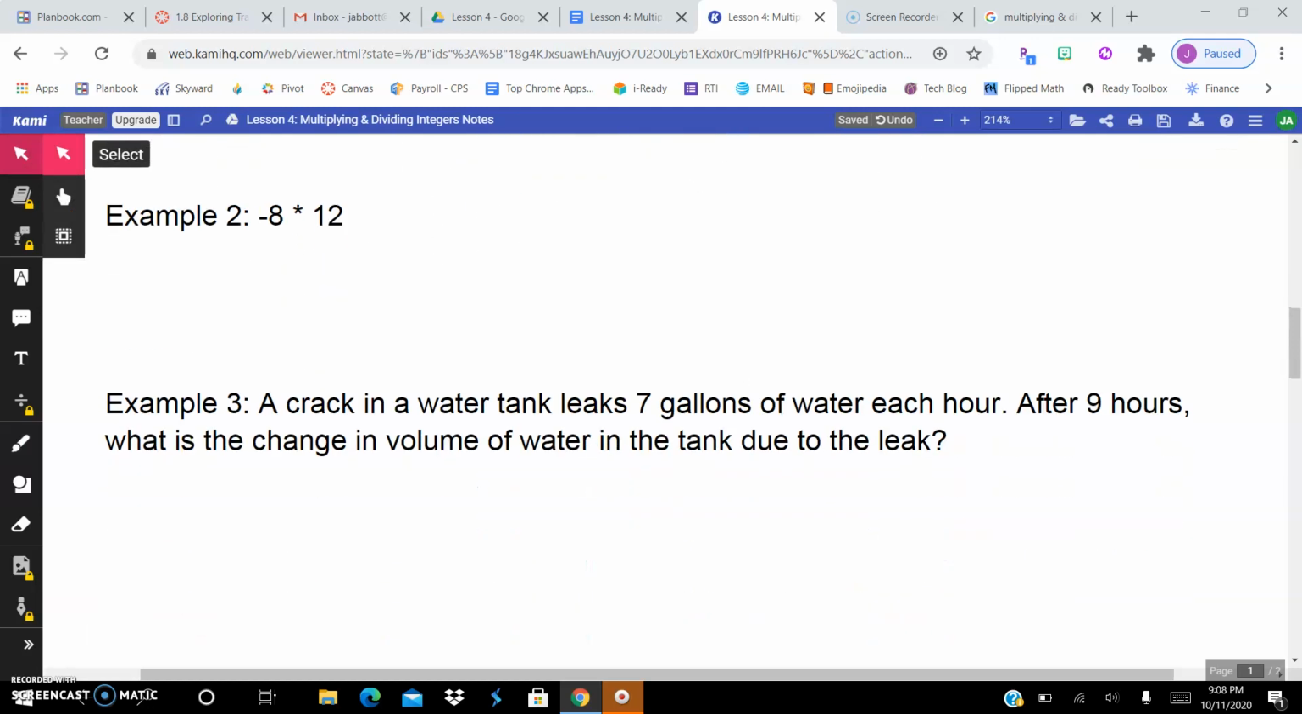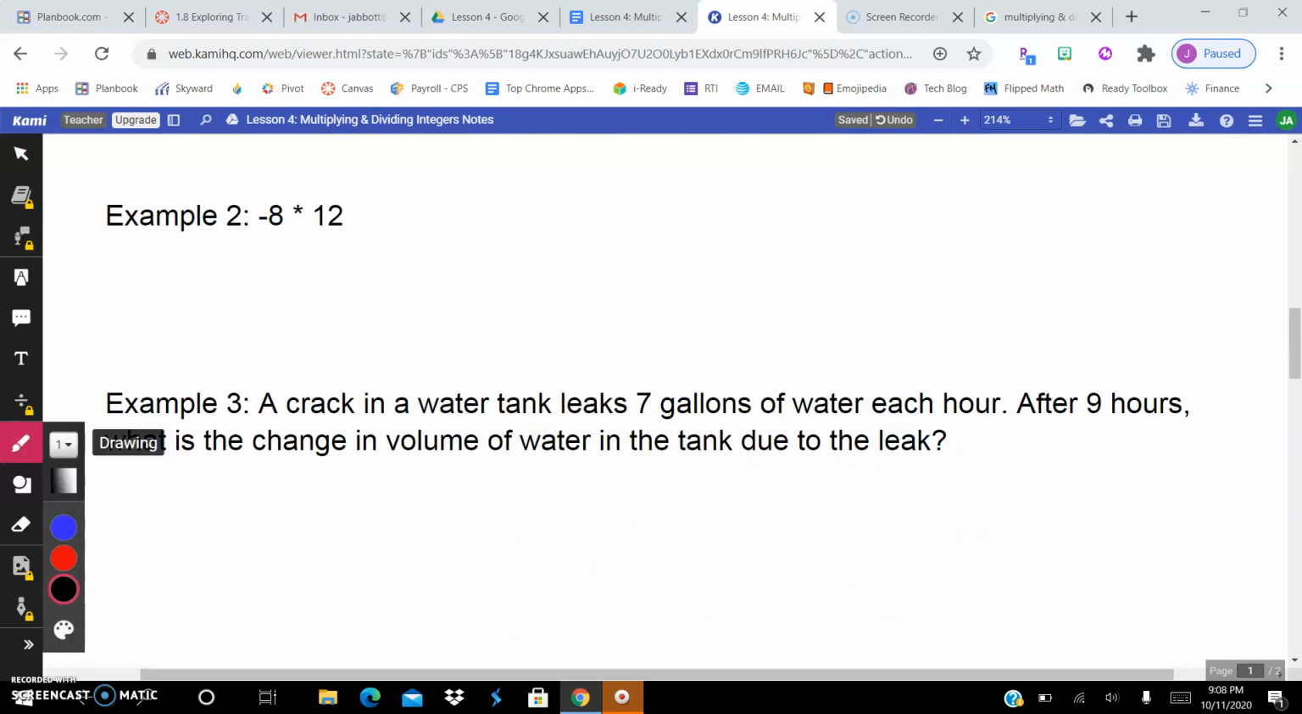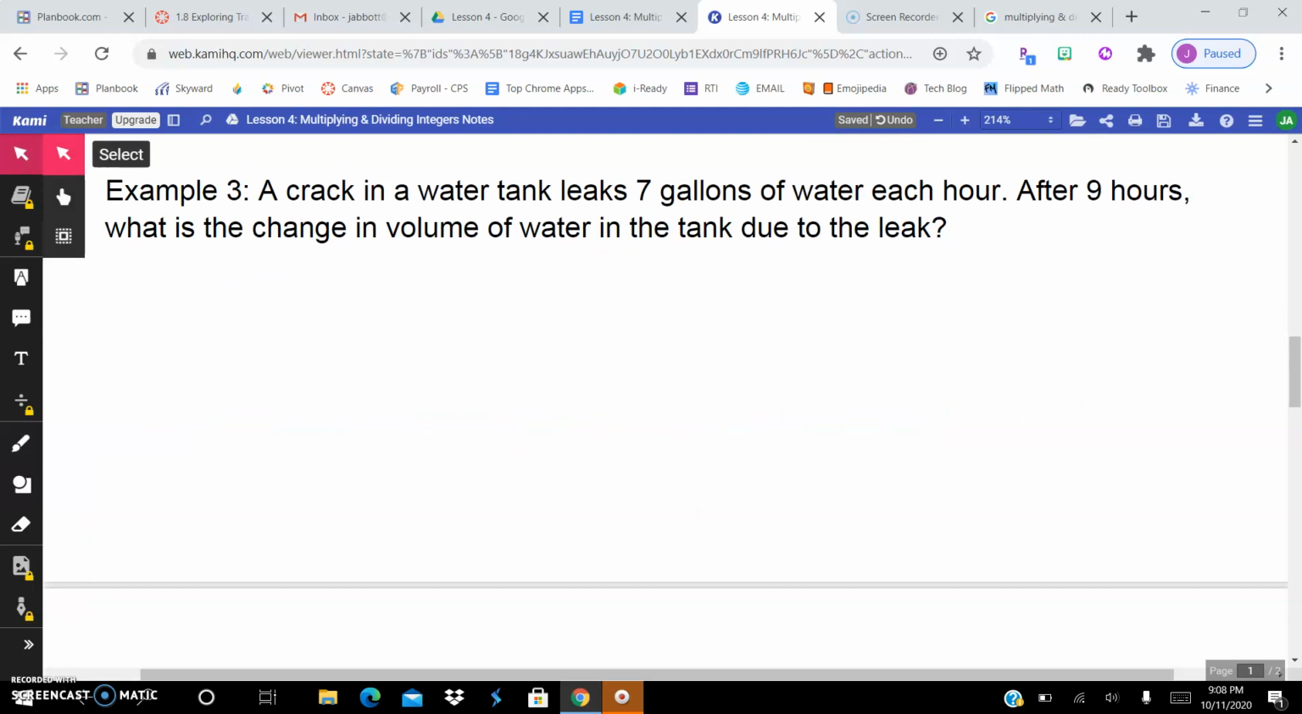For example 2, we have to do negative 8 times 12. Well, I know 8 times 12 is 96, and then if I go back and look, I have a negative times a positive, so that means I'm going to have a negative answer, one of each.